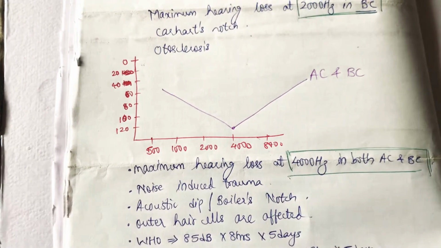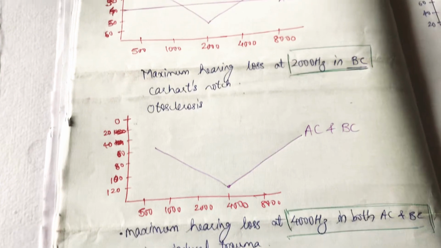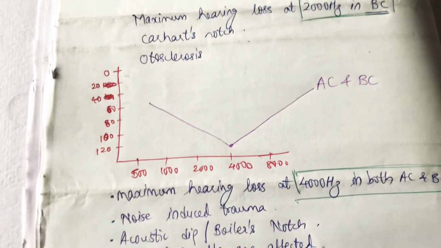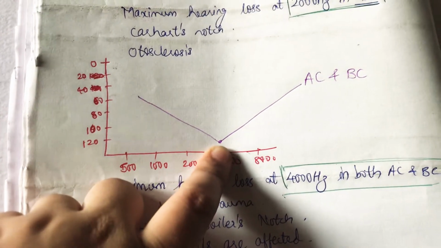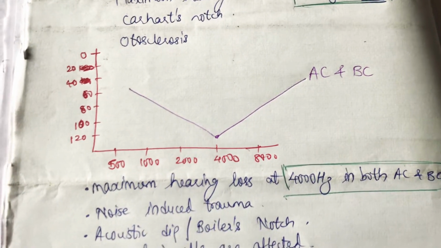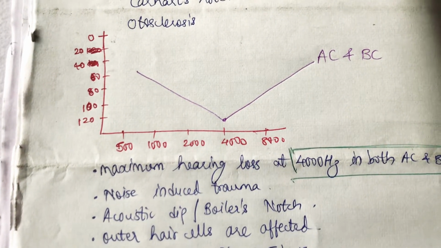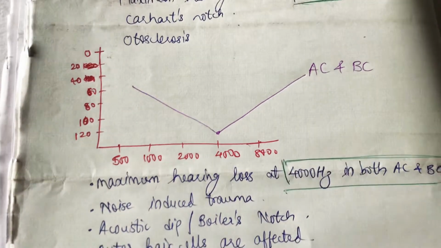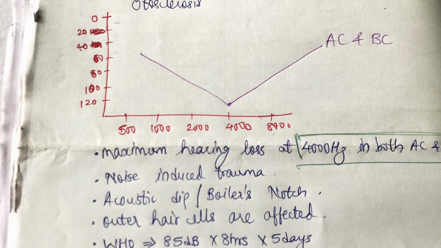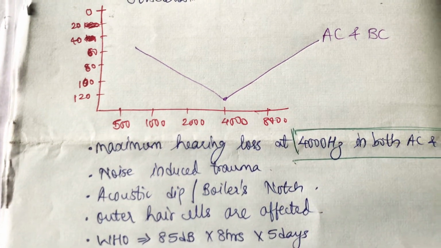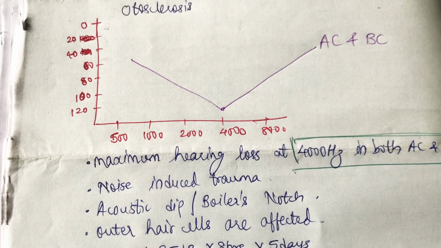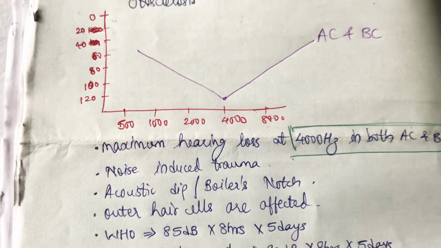We have a noise-induced trauma. The graph looks similar to autosclerosis. The only difference being this dip or this notch is present at 4000 hertz in both the air conduction and bone conduction graph. This graph is plotted because of a noise-induced trauma. This notch is known as the Boiler's notch, or it's known as the acoustic dip, and the noise basically damages your outer hair cells, and that is why we have a hearing loss at 4000 hertz.